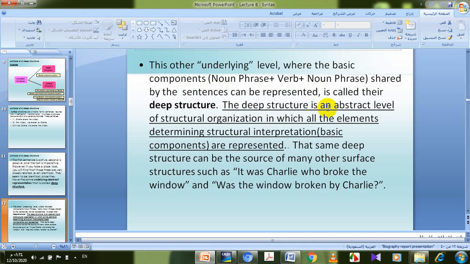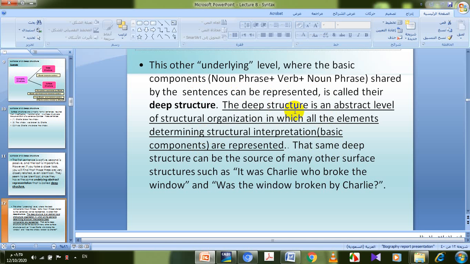The deep structure is an abstract level of structural organization in which all the elements determining structural interpretation, I mean the basic components, are represented. So if we would like to represent it, we can find that the basic components are shared among the three sentences.